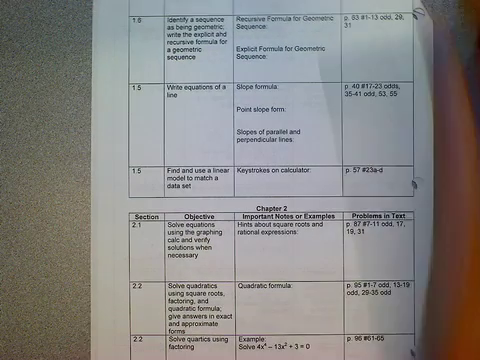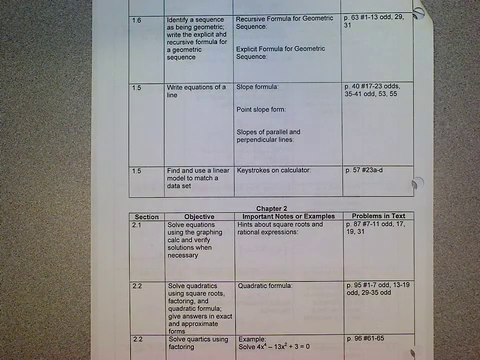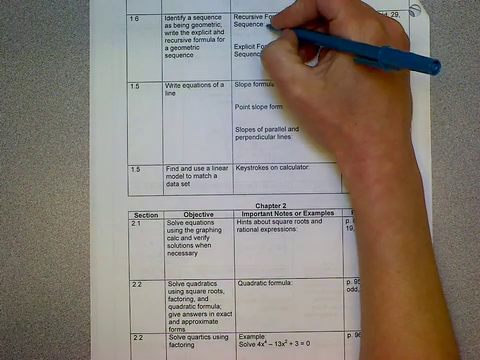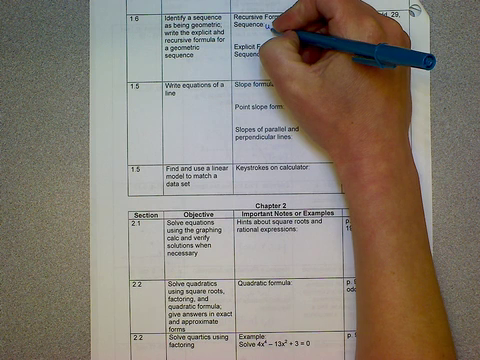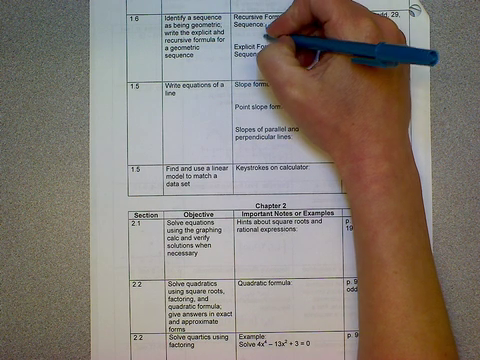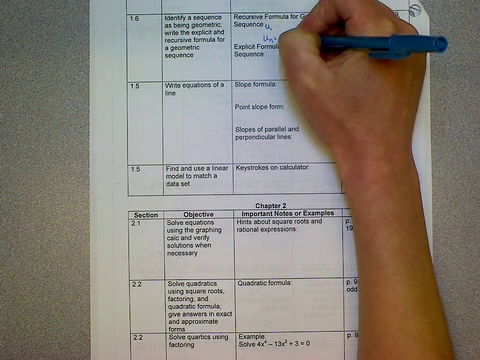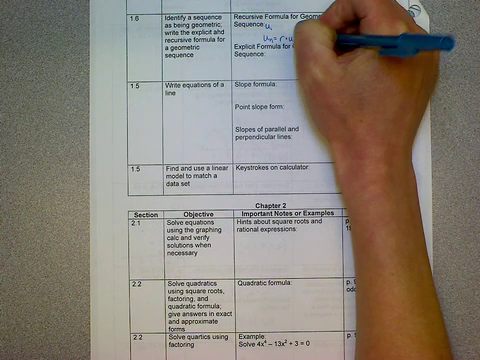All right, moving on to 1-6. 1-6 is when we worked with geometric sequences. Geometric sequences are a type of sequence where we keep multiplying with the same value to get from one term to the next. That thing we multiply by is the common ratio.